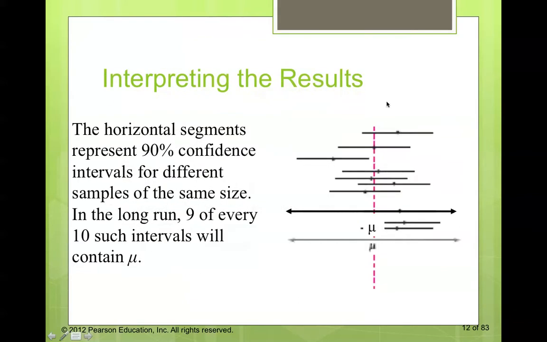So we're going to collect a lot of these samples. As you can notice, here are all the different samples that we could collect. And what we're saying is 90% of the time mu will be in there. So as you notice, it's not in this one, but that's okay. The one that is not containing mu, that's okay because we're only containing 90% of mu.